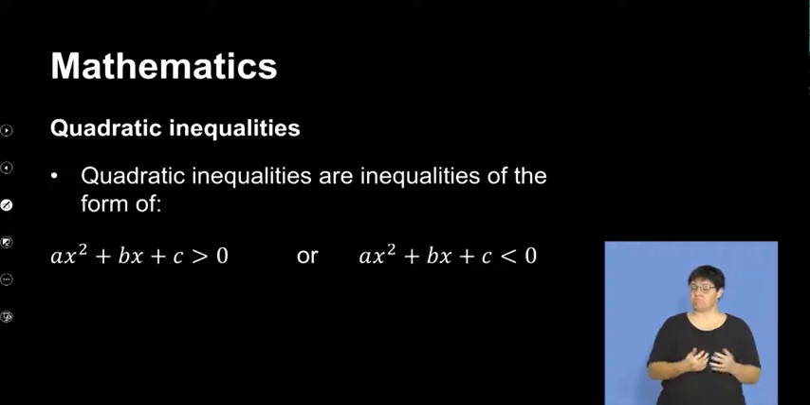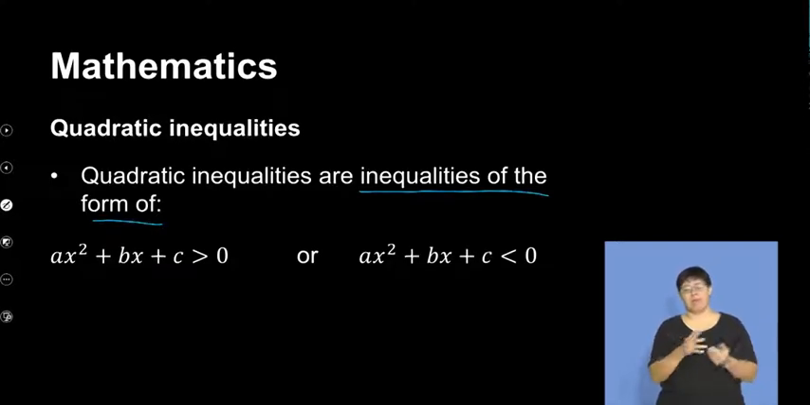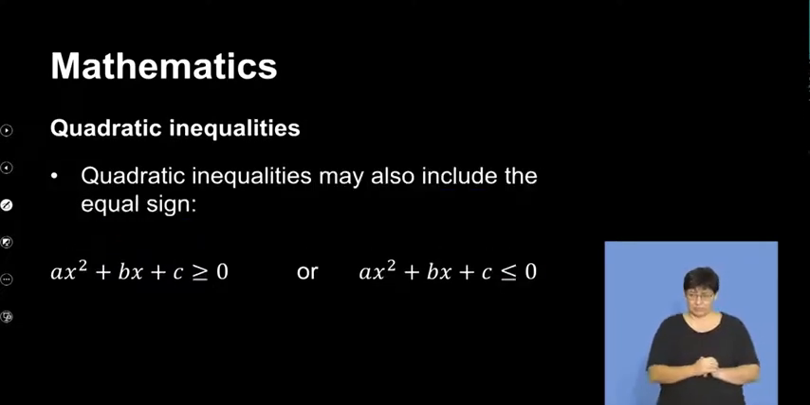So, quadratic inequalities are inequalities of the form ax squared plus bx plus c greater than 0, or the very same expression ax squared plus bx plus c less than 0, right? Remember, it's either greater or less than. But it can also include the equal sign.